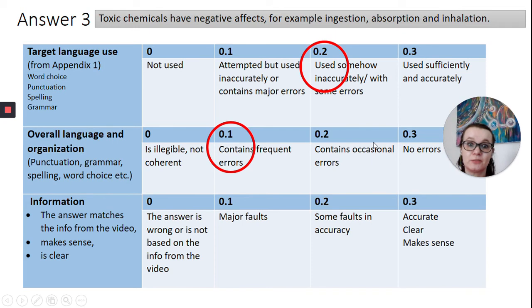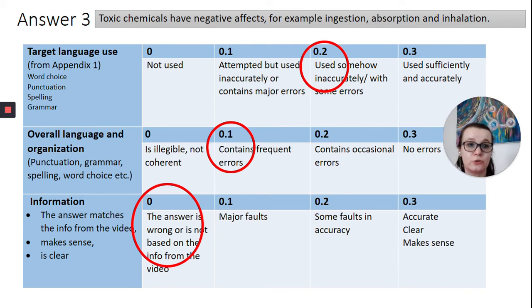And information, guess what, is 0. Why? Because the question was what effects, yeah? What effects do toxic chemicals have on human health? But ingestion, absorption, and inhalation are not the effects. If you look back at the notes, these are not the effects. They are the ways of intoxication. I don't know, the ways they get into a human body, right? So the information is wrong. It's not matching the notes.